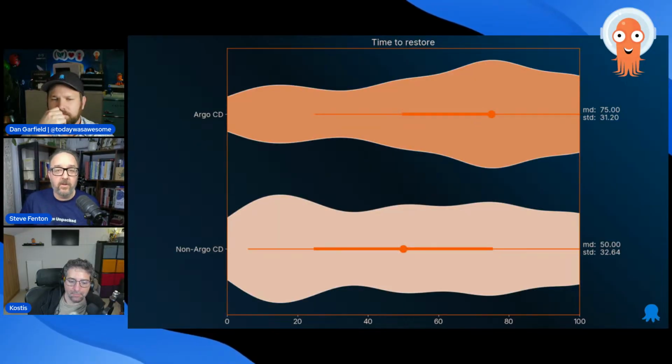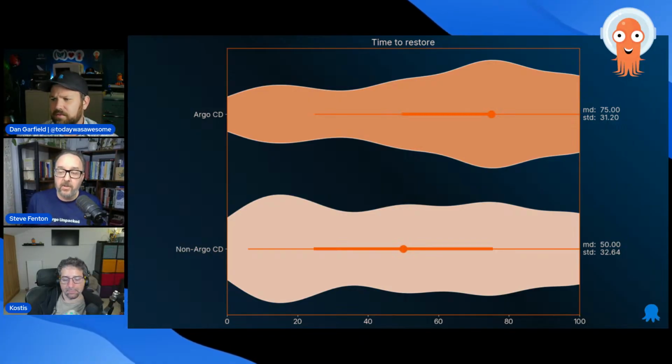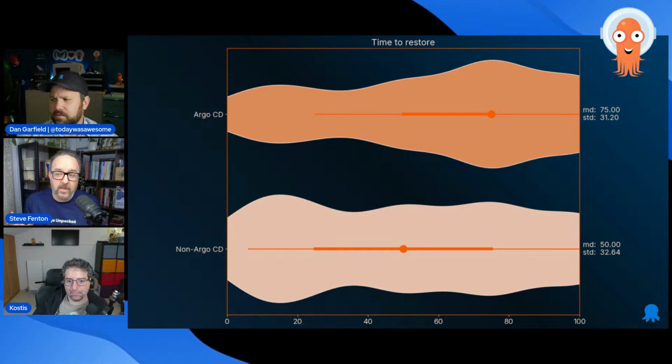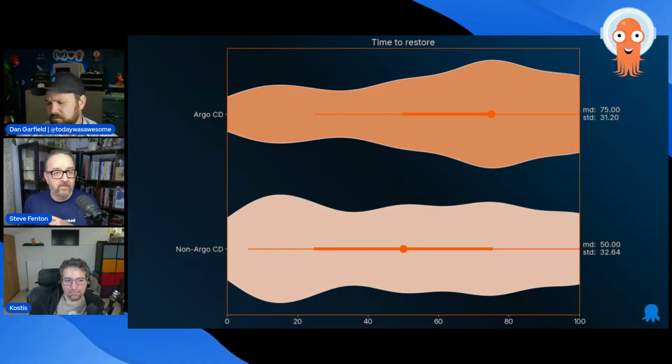And on this one, what we're seeing is Argo CD performs very well. Again, it's got a median score of 75 compared to the rest of the world, which is 50. And you can also see that the rest of the world kind of has a bit of a lumpy left, which means that there's quite a lot of low performers. And when you look at that low performance zone for Argo CD, it's very small. So the shape of the data is almost flipped for these two data sets, which is super interesting.